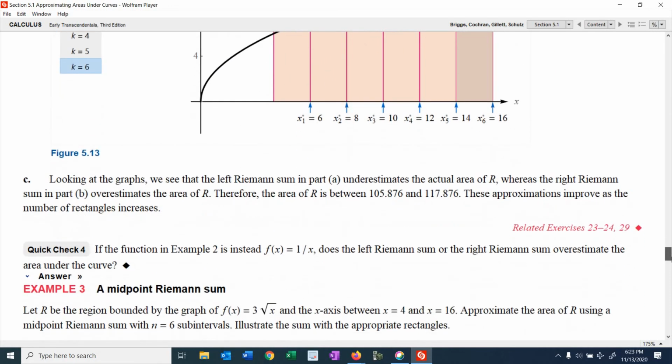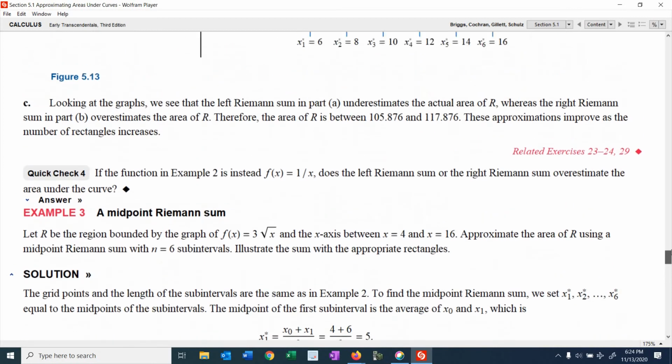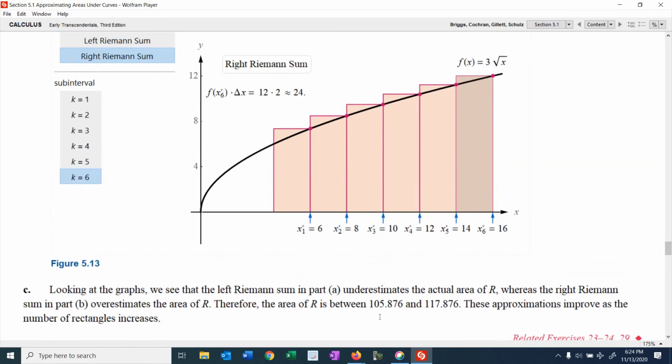Okay, so then let's do a midpoint Riemann sum. By the way, before we go on to the midpoint Riemann sum, let me just mention that the left Riemann sum was 105.876 and the right Riemann sum was 117.876. And we know that this one underestimated it and this one overestimated the actual area. And so we know that the actual area is somewhere in between these two numbers. Okay, and we can narrow the gap here between these two by increasing the number of rectangles. So that's the way we improve our approximation.